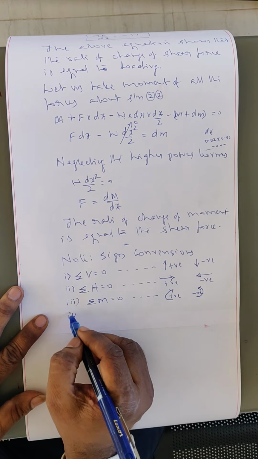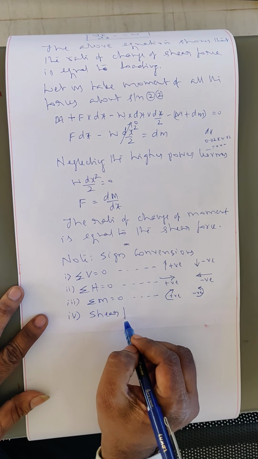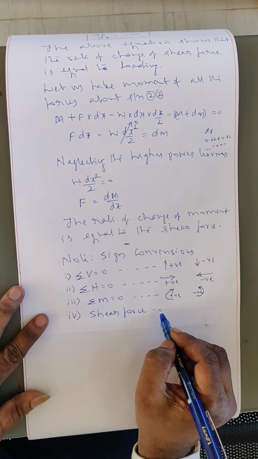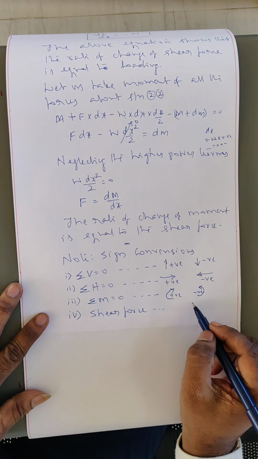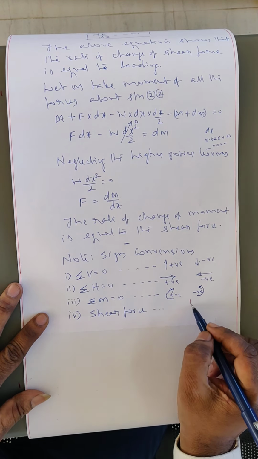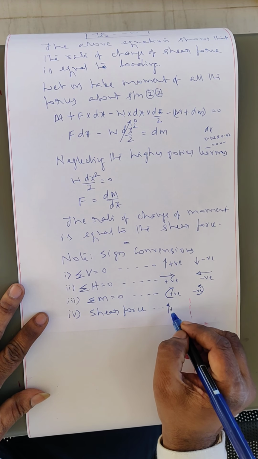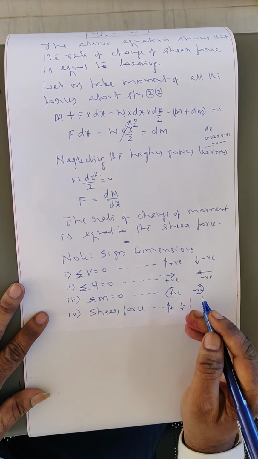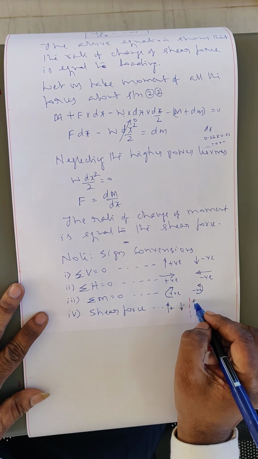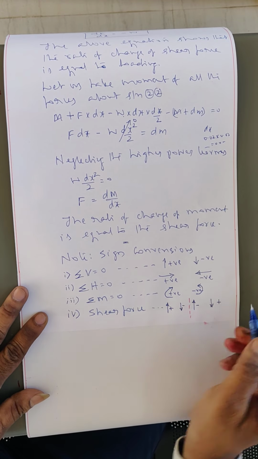Fourth one is for shear force. For example, this is the section line you can take on the beam. To the left, upward forces we will take positive, downward forces we will take negative. If you consider the right portion, upward forces we will take negative, downward forces we will take as positive.